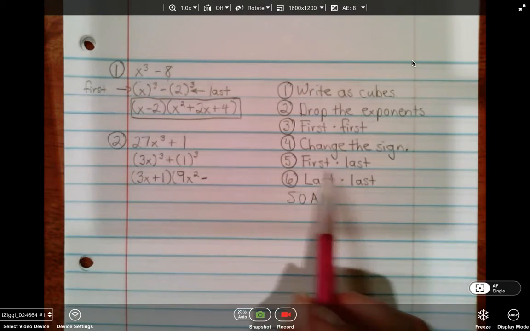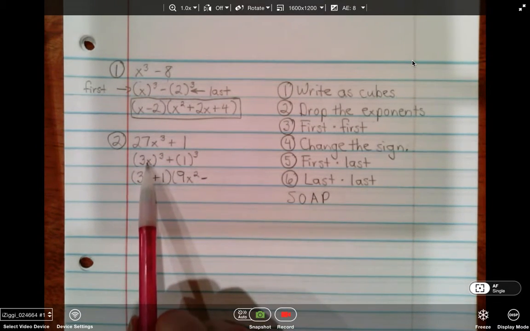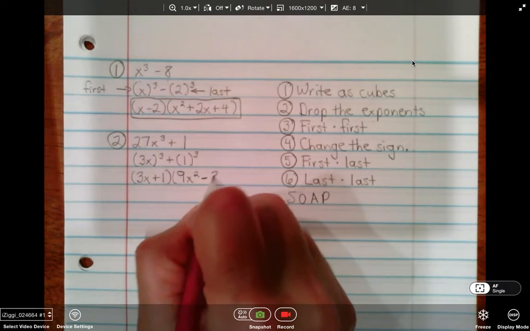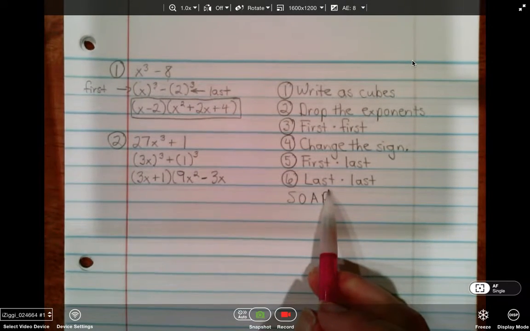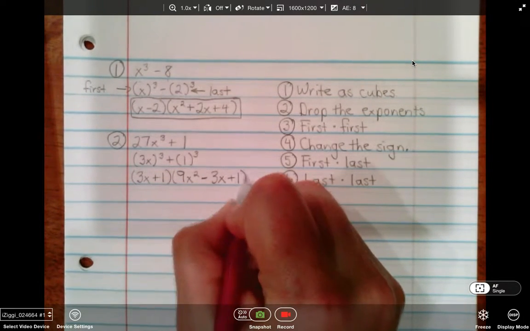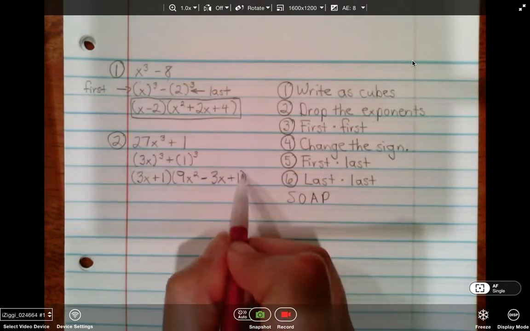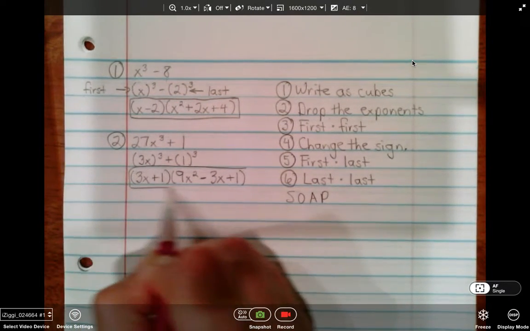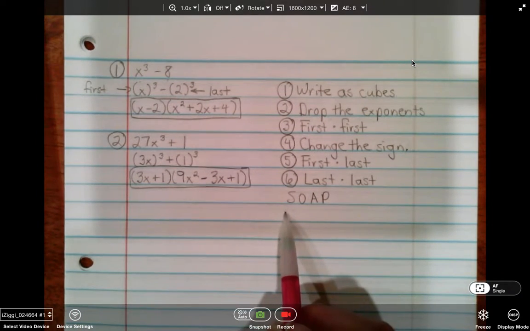Step 5 is going to be first times last. 3x times 1 is 3x. And the final step is going to be last times last. 1 times 1 is 1. And that's our answer.